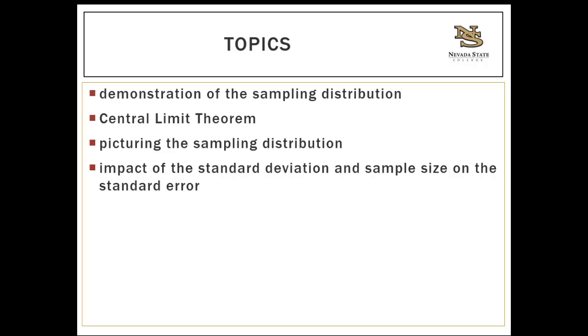So I'm going to demonstrate the sampling distribution with a really small population and sample size, just to show you what is the contents of the sampling distribution. Because saying the sampling distribution includes every single possible sample mean of a specific sample size from the population may seem pretty abstract, so I'll demonstrate what that actually means.